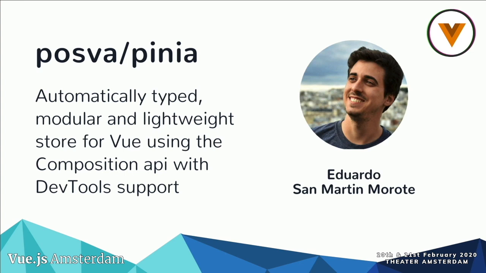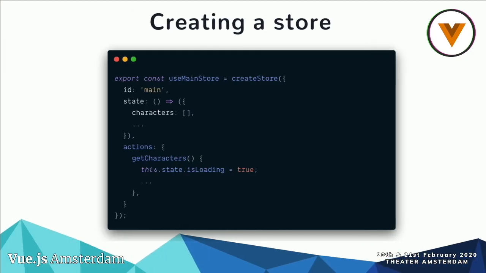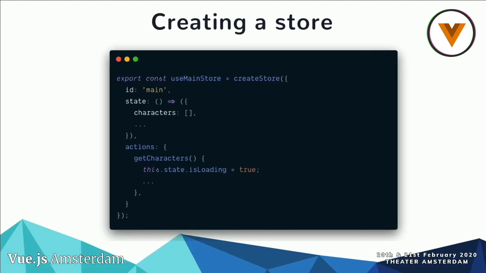So this is a really nice implementation using Composition API that allows you to manage an application state. And it also is visible in DevTools. Let's take a look at how it's implemented. So you can create a store with a create store helper. This is imported from Pinia.